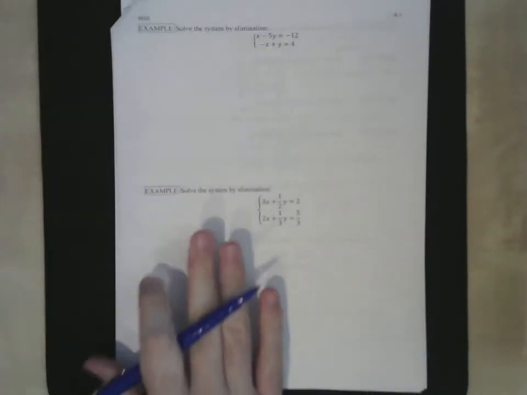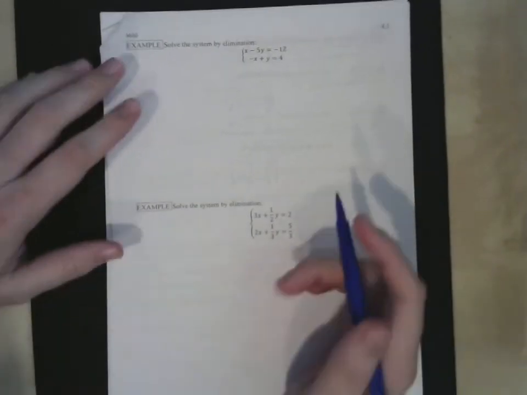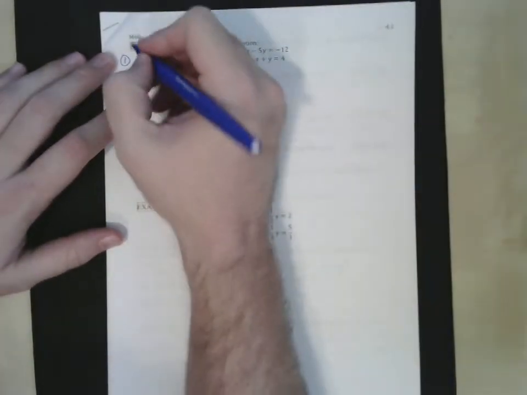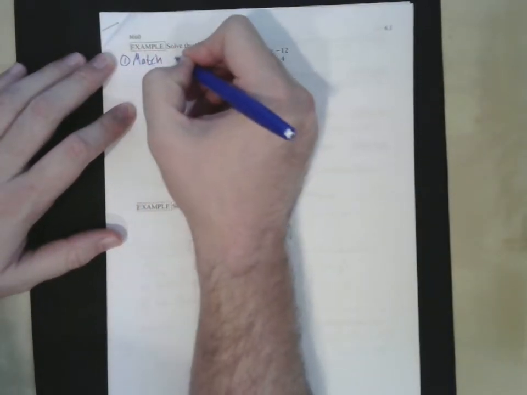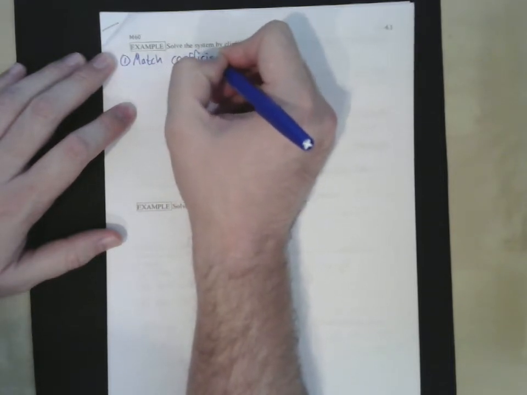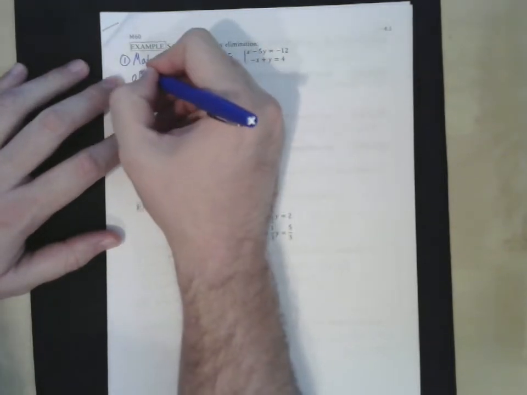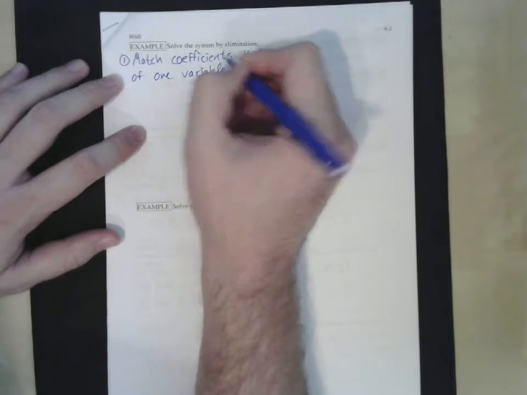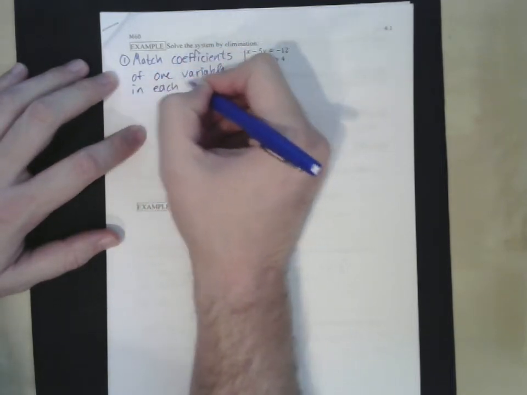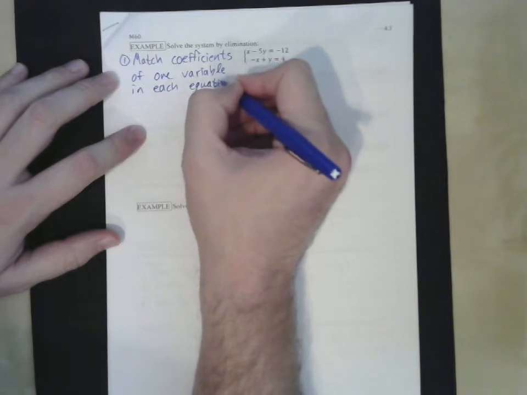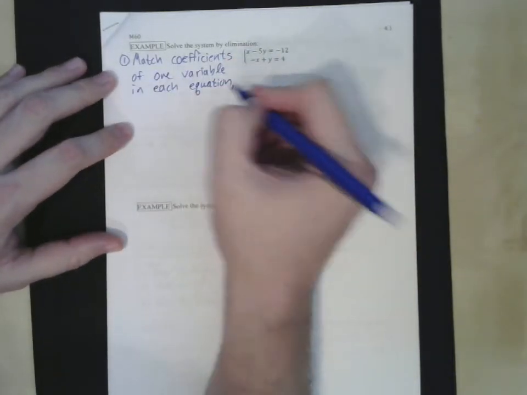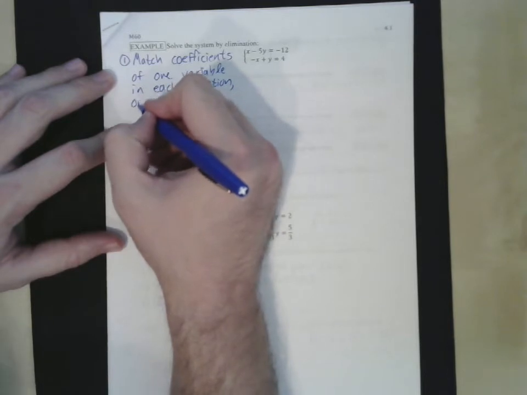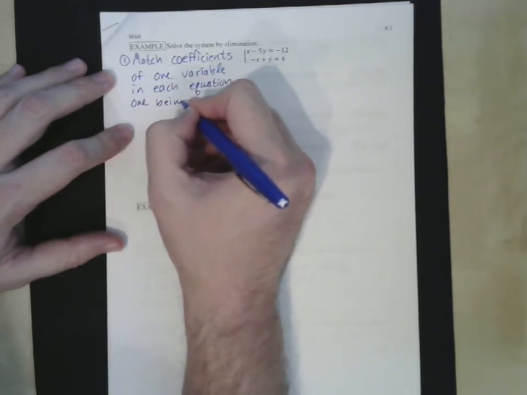So just like with the substitution method, we'll walk through the steps on this first example and then go through it a little bit quicker on the second one. So our first step for elimination is to match coefficients of one variable in each equation, but we have the caveat that one needs to be negative and one needs to be positive.